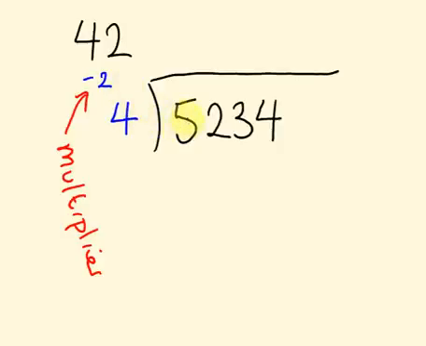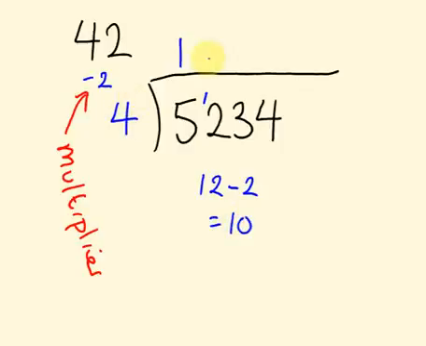Alright, so 4 goes into 5 how many times? It goes in once. A nice easy one, and it has a 1 remainder. So what we're left with now is 12, and to this 12 we add this number times the multiplier. So 1 times -2 is -2, so we're adding on -2, which is the same as taking away 2. So 12 take 2 is 10.